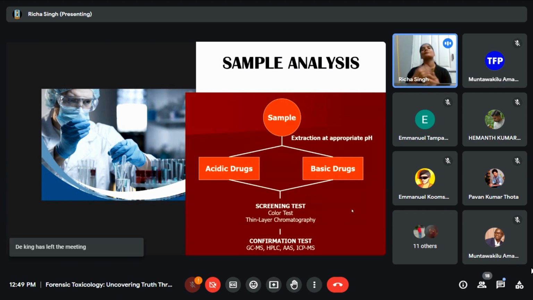Now your main aim is to extract the poison out of that particular sample. You cannot just take a sample and put it in your GCMS or, let's say, any other instrument, HPLC or for that sake. You first have to take the sample and then extract the poison out of it. Now, how exactly do you extract the poison out of a sample? There are different extraction methods that we have.